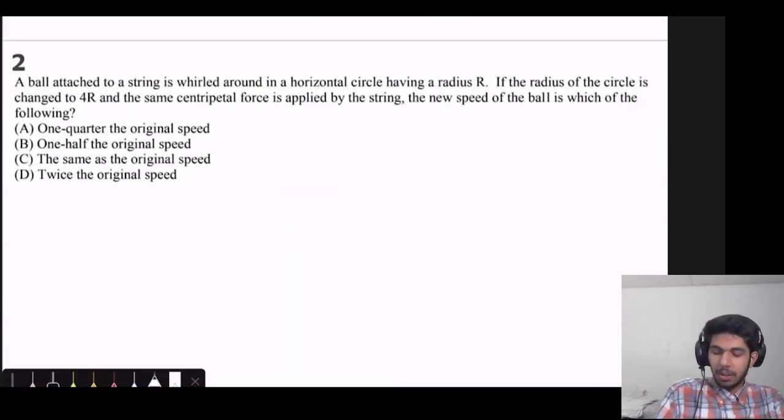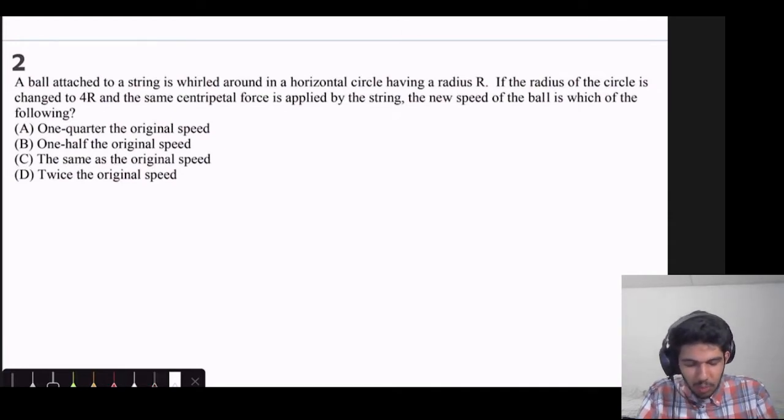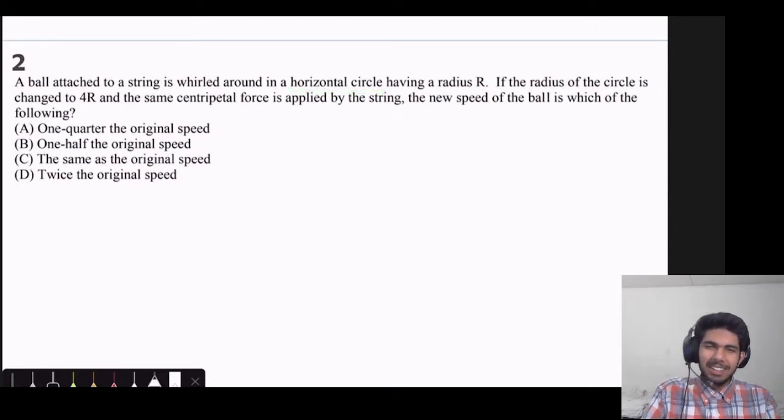So now we have a ball attached to a string which is whirled around in a horizontal circle having a radius r. If the radius of the circle is changed to 4r and the same centripetal force is applied by the string, the new speed of the ball is which of the following? So first we have to figure out what in the world is a horizontal circle, which is a very valid question to have.